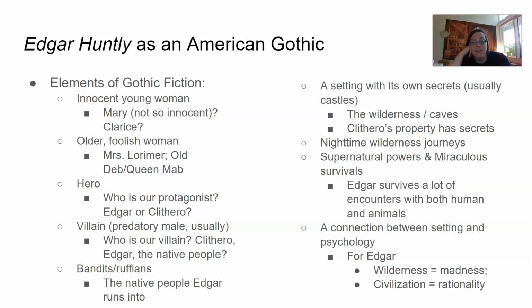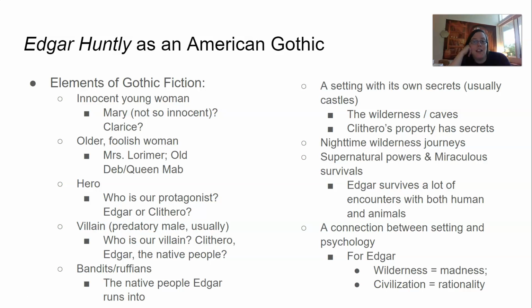There are supernatural powers and miraculous survivals. I mean, Edgar survives a lot of things that are probably impossible. He survives panthers twice. He survives bands of native people who are, according to Edgar, actively trying to kill him. He survives sleepwalking in very dangerous places. So I'm not necessarily saying Edgar has supernatural powers, but it is a bit supernatural that he's surviving these things.